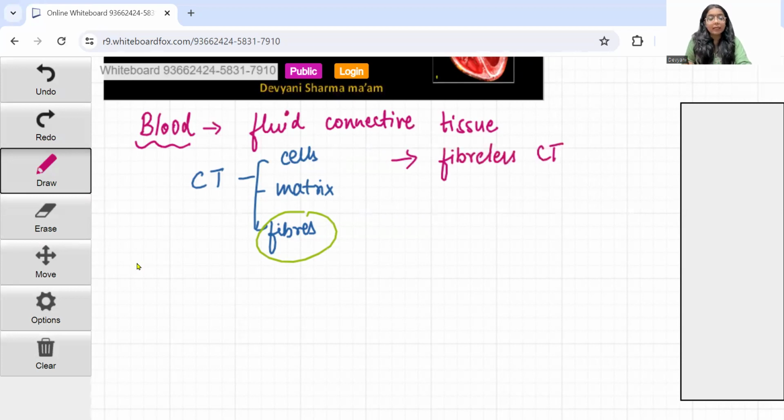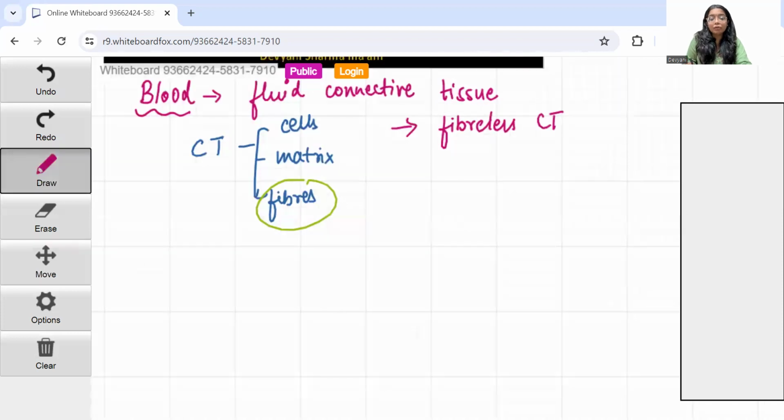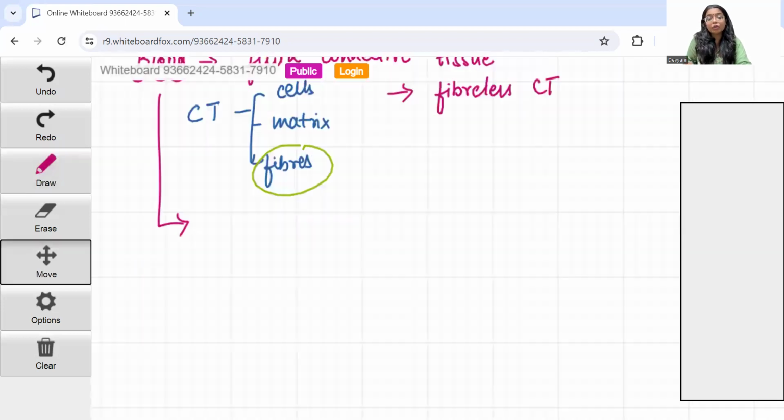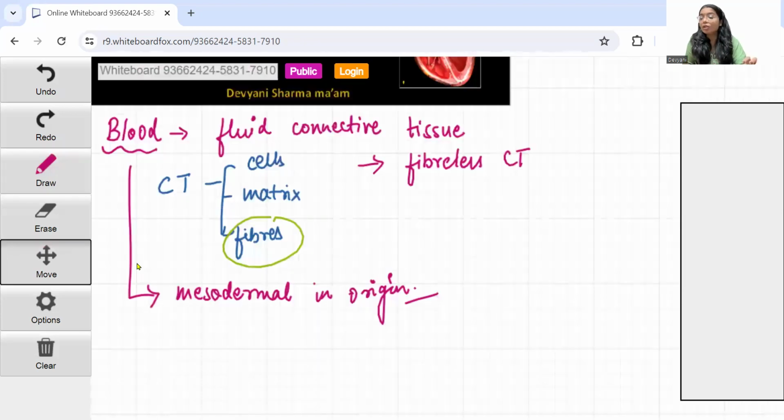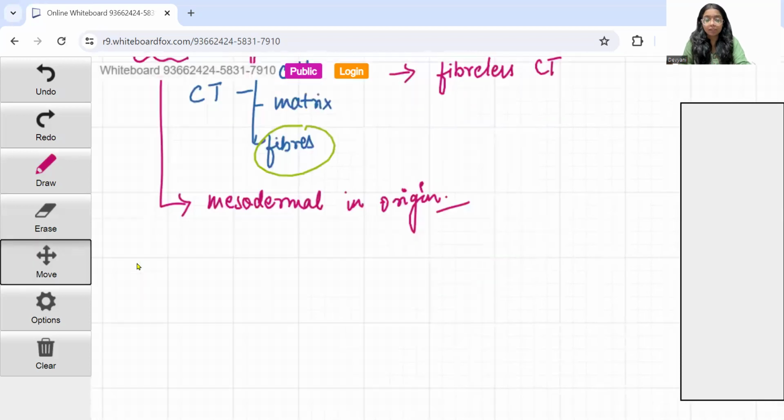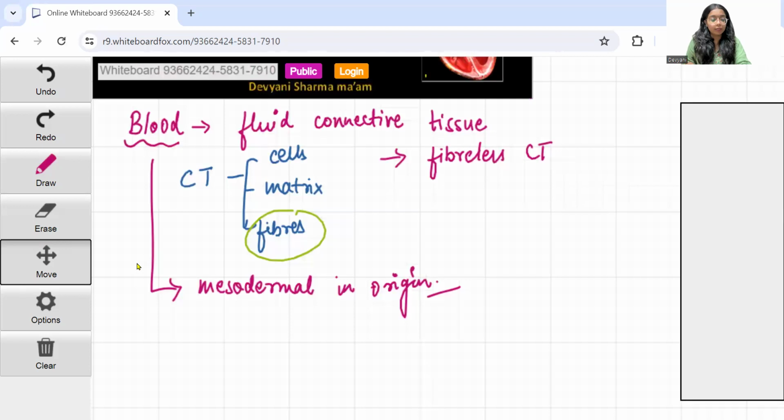The next most important thing to know is that blood is mesodermal in origin. You have seen that during the development of the embryo, the three major germ layers decide which particular organ is going to develop from which layer. The three germ layers are endoderm, mesoderm, and ectoderm. Mesoderm is the one which is going to form the blood, that is, your fluid connective tissue. This is important.